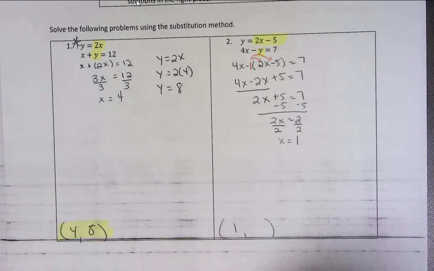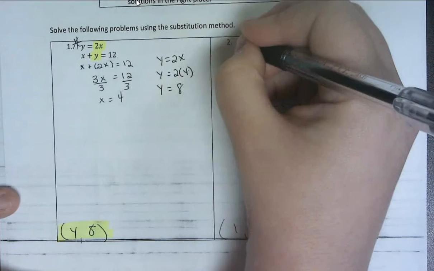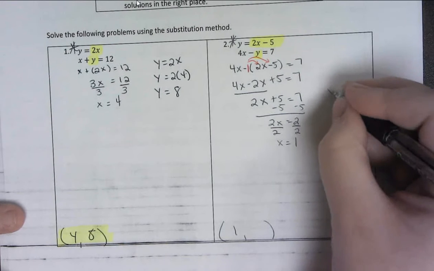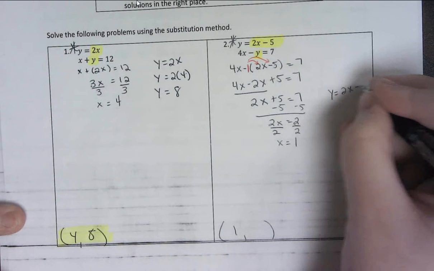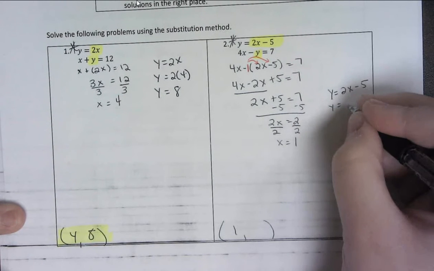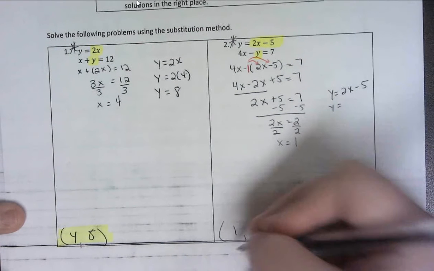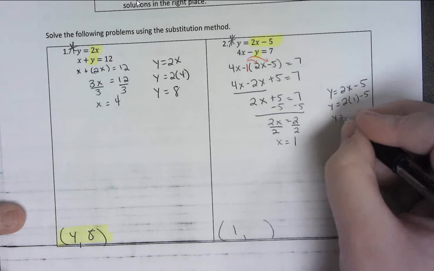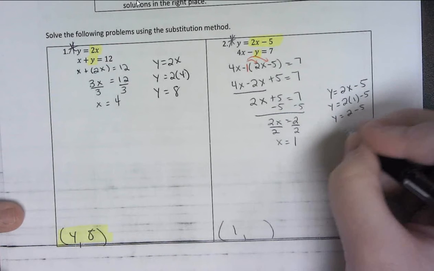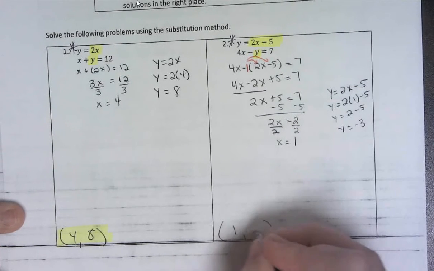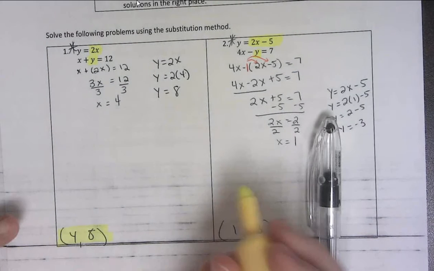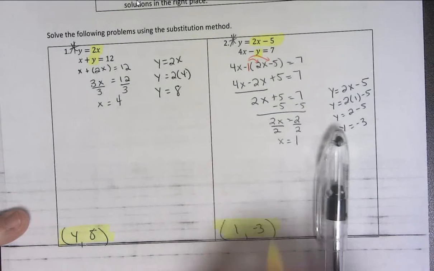So now we plug that 1 back into one of our two equations, but remember we said that the one that had y equals or x equals was going to be the easiest. So if y equals 2x minus 5, I'm going to plug in a 1 for my x. 2 times 1 is 2. 2 minus 5 is -3.